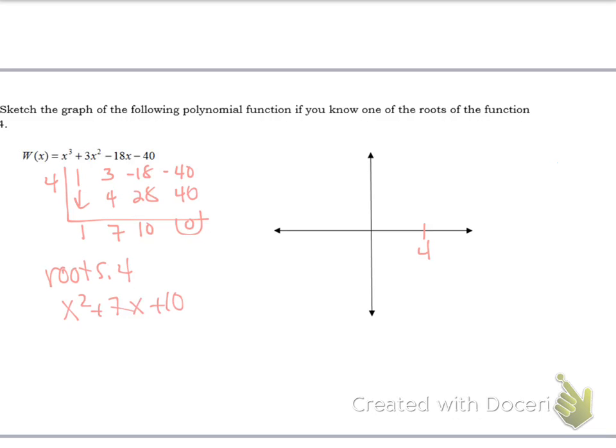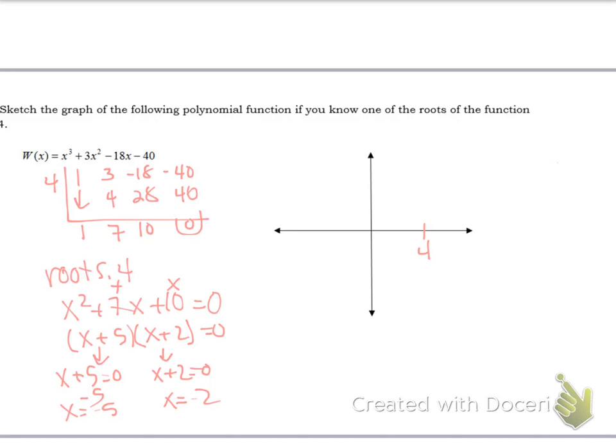And if I'm still trying to find more roots, we're going to set it equal to 0 and solve it. So it multiplies to 10, adds to 7, is 5 and 2. And I can now find my 2 other roots. So x plus 5 equals 0. X plus 2 equals 0. So I subtract 5 and get negative 5 as one of the other ones. Subtract 2, get negative 2. So negative 5 and negative 2 are my other roots.